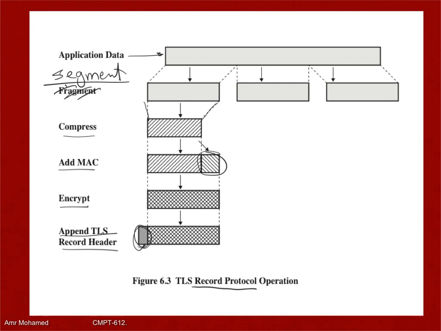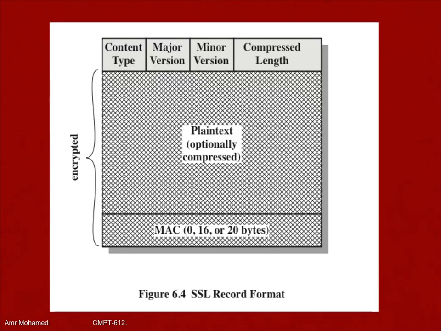Yes, on both sides you encrypt the whole thing, and then the TLS header gets appended before sending this over the TCP connection. So this is in fact the TLS header. Here we have the content type. The content type is one of the 4 types we talked about before, whether it's a data message, alert protocol, or change cipher spec, and so on. We'll talk about these 4 types. Then major version and minor version. These are the versions for TLS.